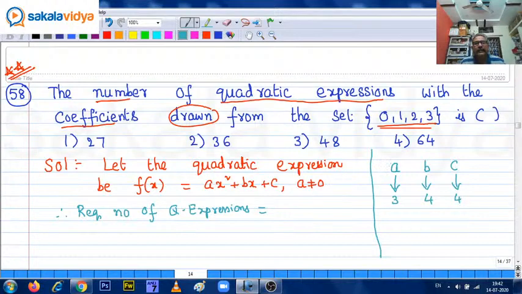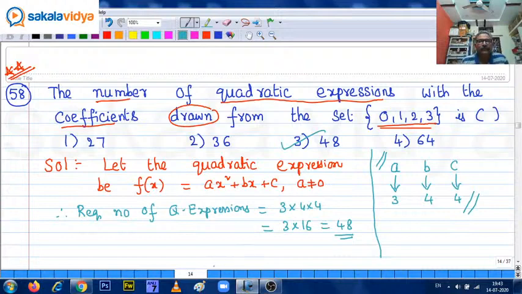So this can be written as 3 into 4 into 4, that is 3 times 16, so you get 48. So the third option is the right option. This question is very, very important. You remember this one. That means we can frame 48 quadratic expressions with the help of the set 0, 1, 2, 3, by giving different values for a, b, c, provided a does not equal 0. That condition we need to keep in mind.